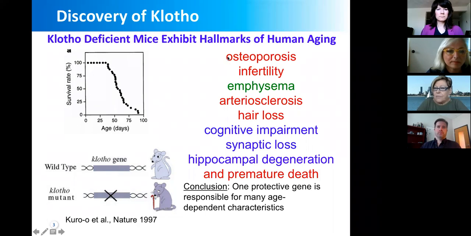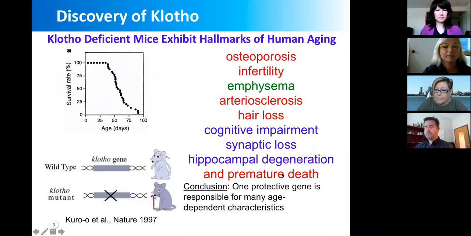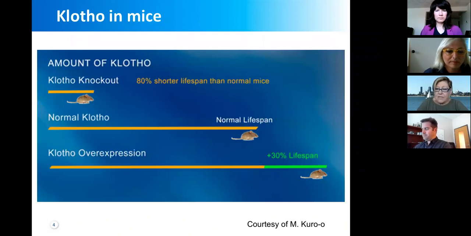And they suffer from, you see the long list, osteoporosis, emphysema, but what was interesting to me was the cognitive impairment, synaptic loss, hippocampal degeneration, also motor neuron degeneration, and premature death. And the conclusion was very clear that one protective gene is responsible for many age-dependent characteristics. And this is a slide from one of his papers.